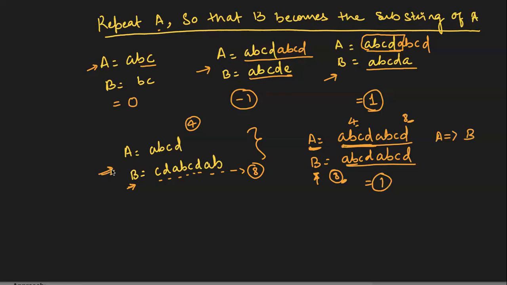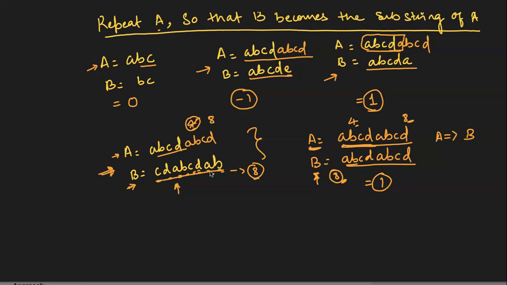So now let's come back to this example. Here we have 4 characters and 8 characters. So first thing we need to do is increase the number of characters in A. So let's repeat it one more time. So ABCDABCD, right? Now characters in A and B are equal. So this is now 8.